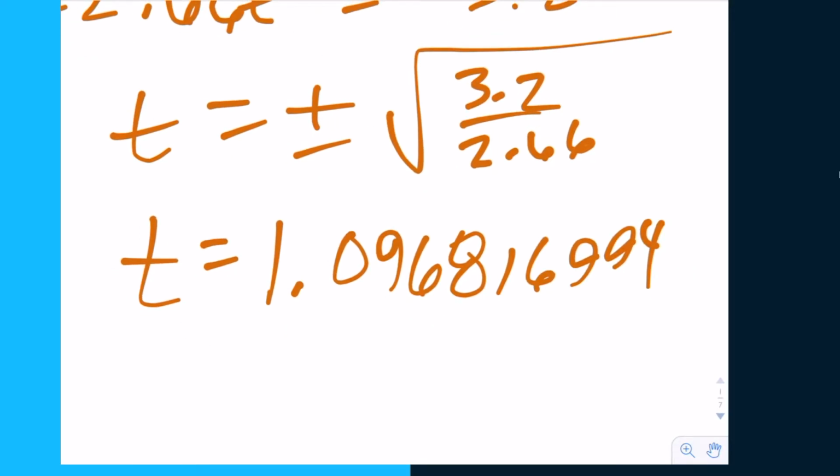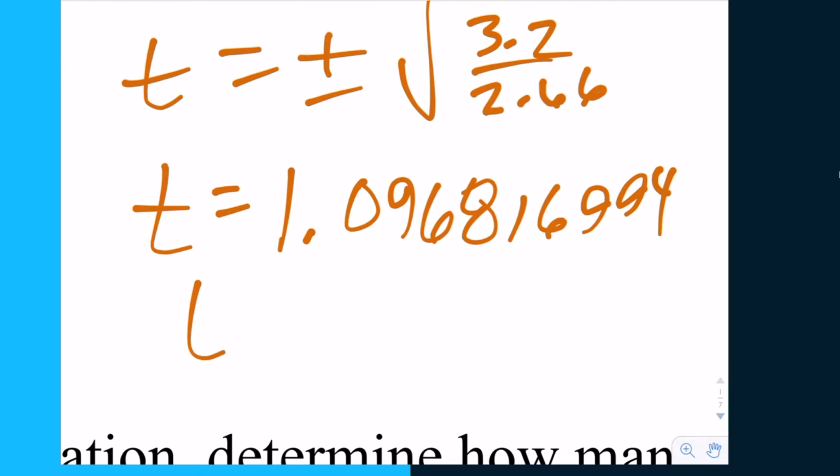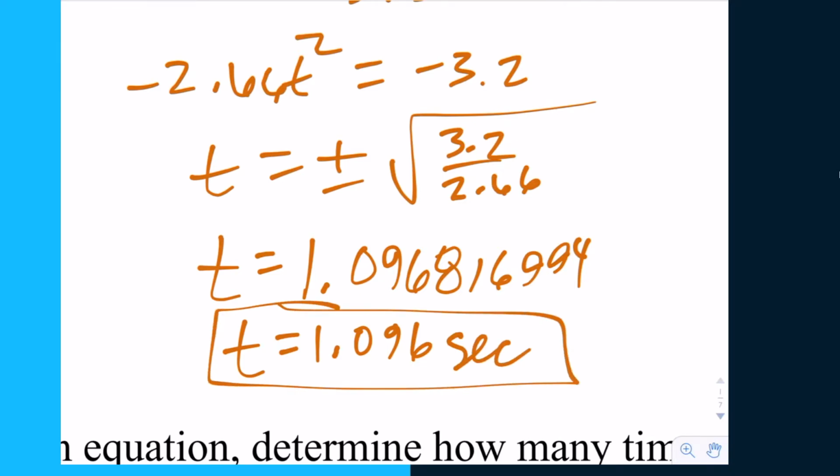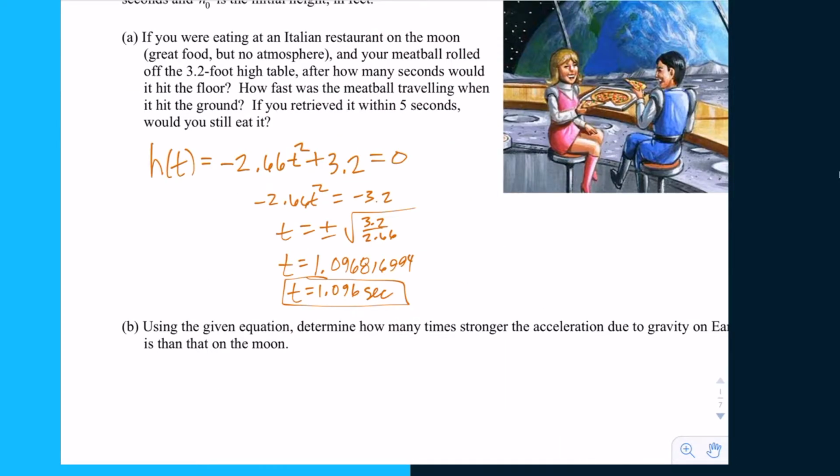So here we are now at the conversation of, if it's not a terminating decimal, how many decimal places are you responsible for reporting? 3. Always 3. And you can round or truncate. Of course, truncating means what? Not rounding. Good. 1.096 or 1.097. Either one. Again, I'm a fan of truncating. On your numerical answer, you always want to put units. What are the units of t? Seconds. So in just over a full second, that meatball is on the moon's floor, or in the restaurant.